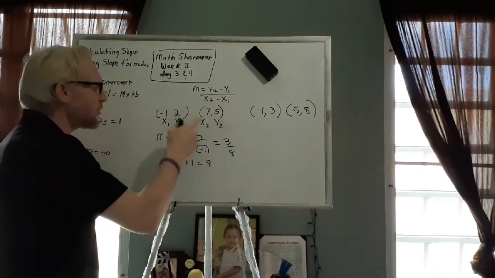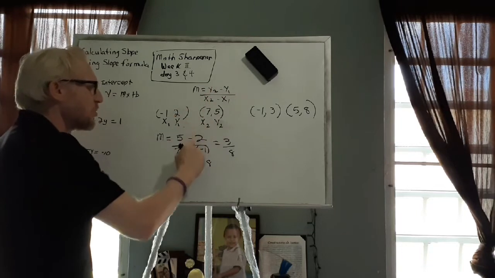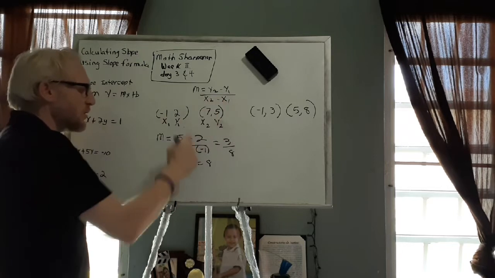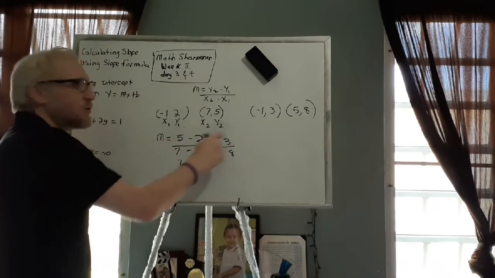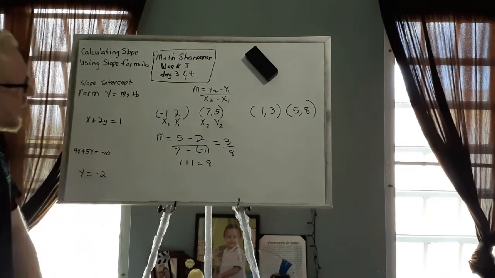So y sub 2 is going to be 5, y sub 1 is going to be 2, x sub 2 is going to be 7, and x sub 1 is going to be negative 1, and 5 minus 2 is 3, and 7 minus negative 1 is 8, so my answer is 3/8, and that's it.